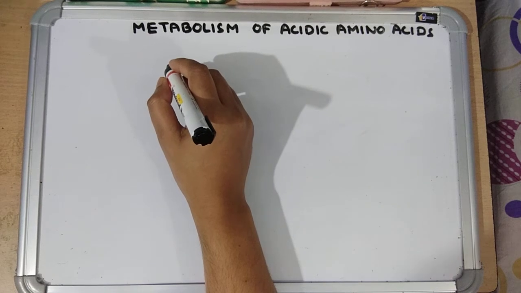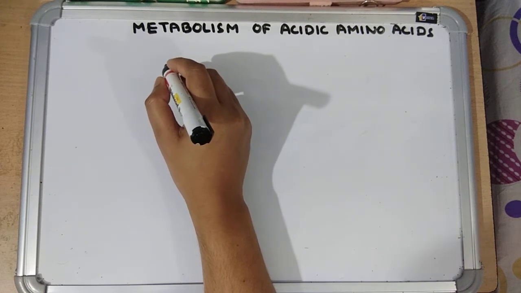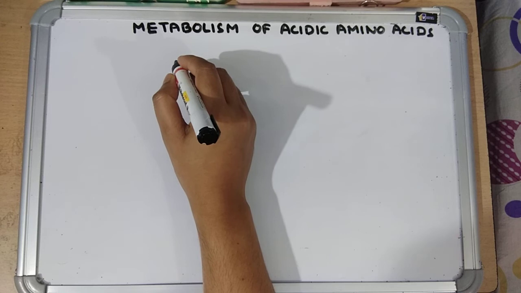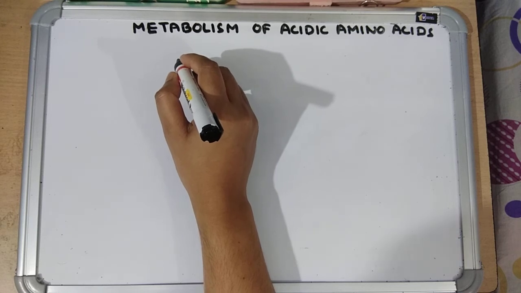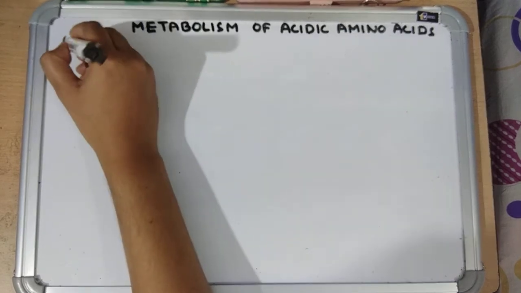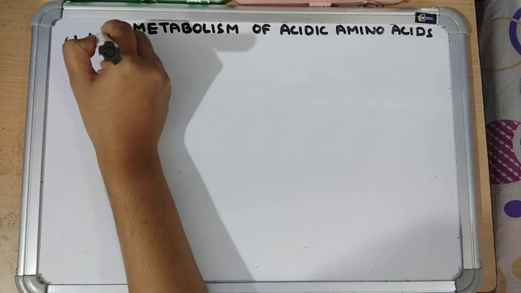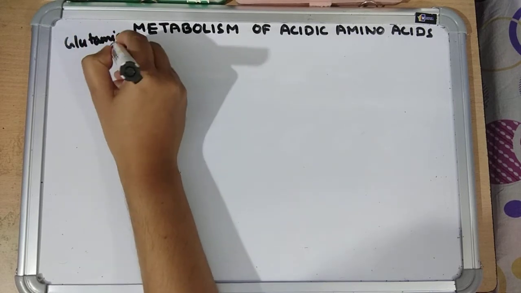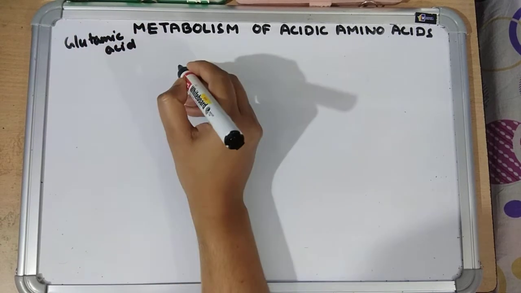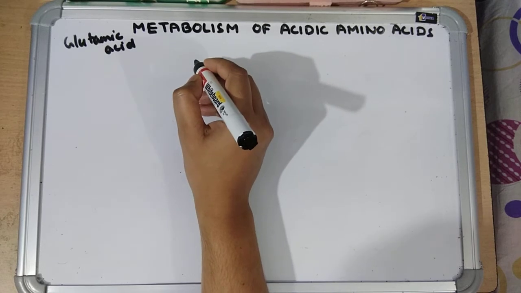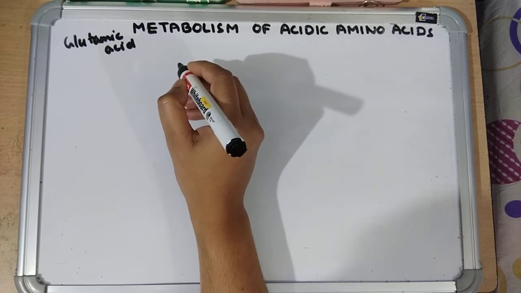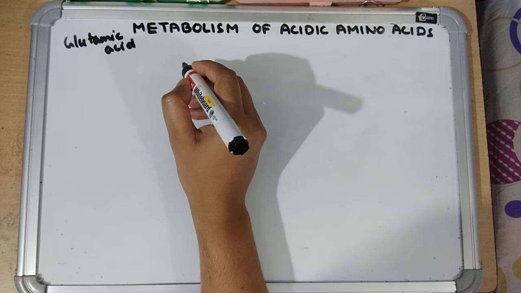Hello students, today's topic is metabolism of acidic amino acids. There are two acidic amino acids, glutamic acid and aspartic acid. First is glutamic acid. Its synthesis has already been discussed, so I will talk about the fates of glutamic acid.